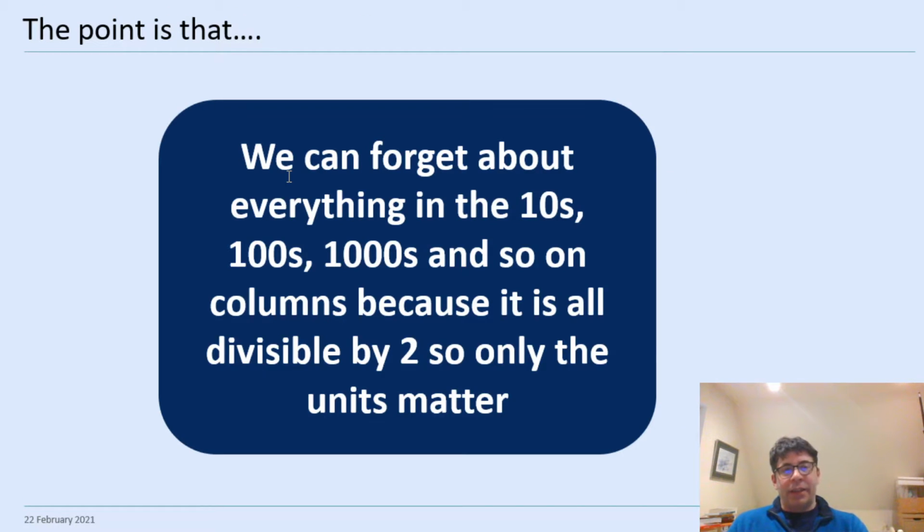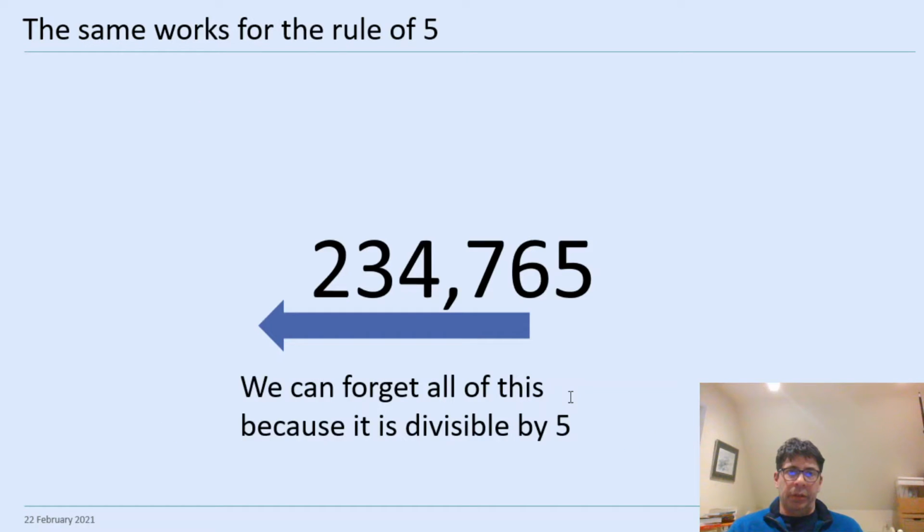The point is that we can forget about everything in the tens, the hundreds, the thousands column, because it's all divisible by 2, so it's only the units that matter. We only care about the units column because all the rest of it is divisible by 2.